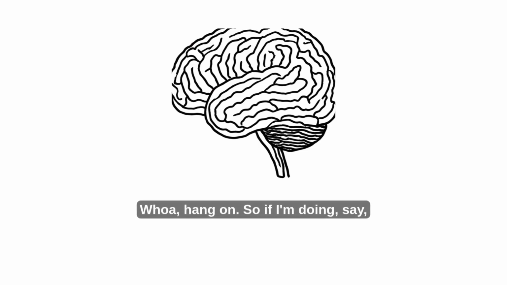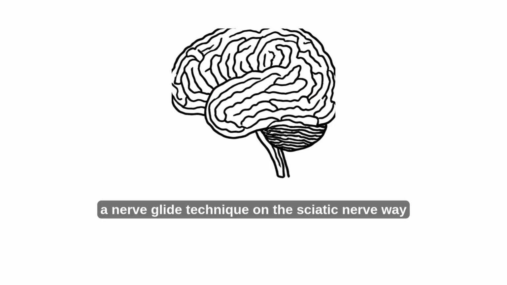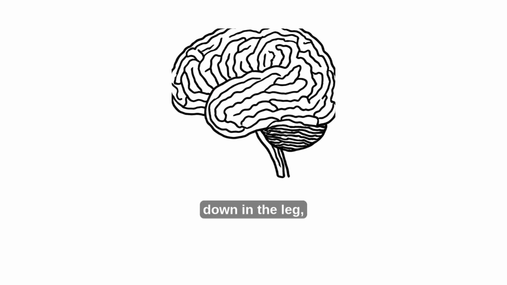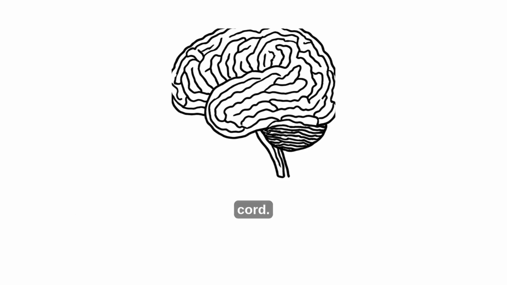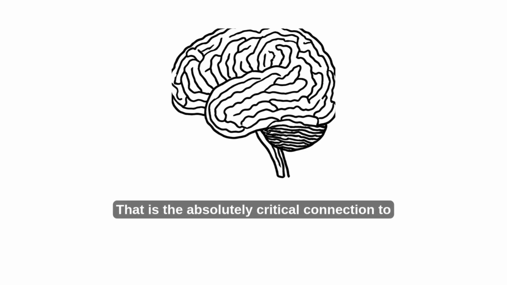Whoa, hang on. So if I'm doing, say, a nerve glide technique on the sciatic nerve way down in the leg, I'm actually putting some degree of mechanical tension on the dural sheath all the way back up near the spinal cord. Yep. That is the absolutely critical connection to grasp. It's not separate sleeves. It's one continuous mechanical system.